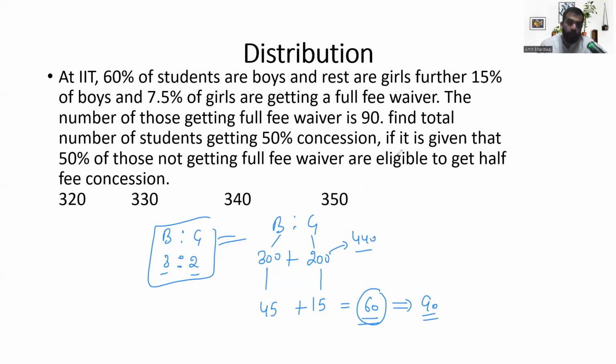Right? Find the total number of students getting 50% concession, if it is given that 50% of those not getting full fee waiver are eligible to get half fee concession. Okay, so the point is half of this value, half of these persons are getting 50% concession. So 60 value is 90, means 6 equals 9. So you have to find out the value of 220 because these are assumed values, not real values. 9 by 6 into 220. 3 6 is 2, 3 9 is 3, and this is 110. This is 330. Option number B.